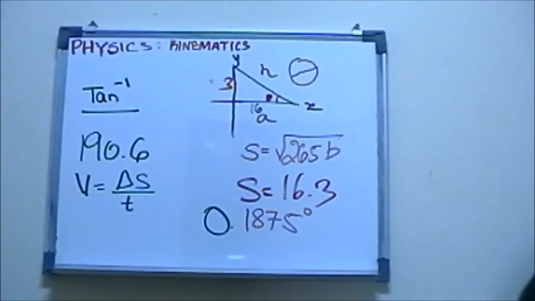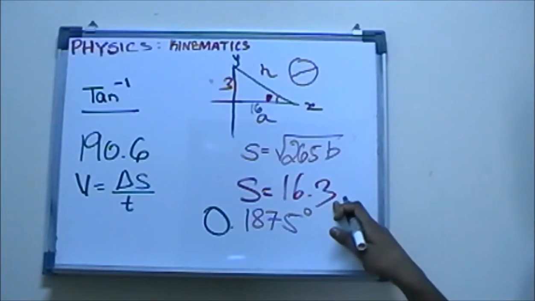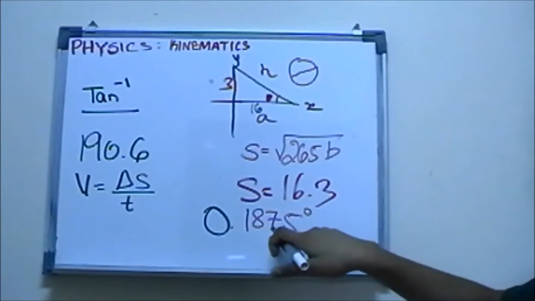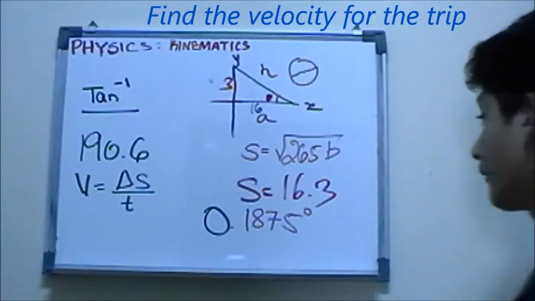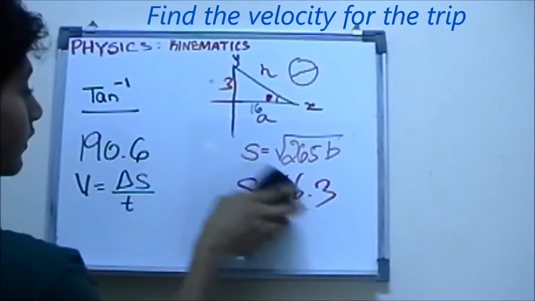Now for the displacement we got 16.3. That is 16.3 as a displacement and 190.6. So let's cut off the parts we don't really need.